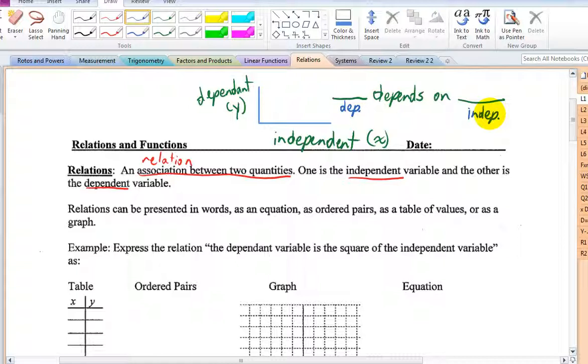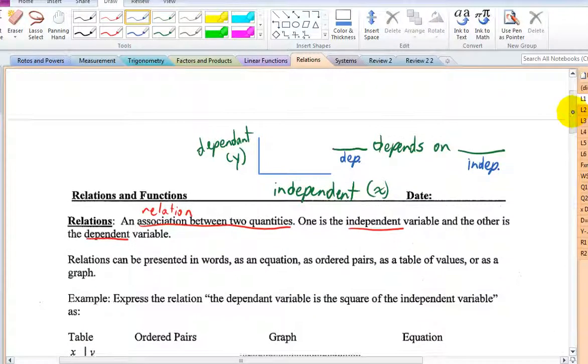So for example, the tickets and the profit. The profit depends on the number of tickets sold. Okay? The number of tickets doesn't depend on the profit. So you have to make the sentence make sense.